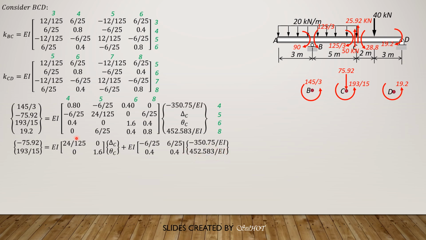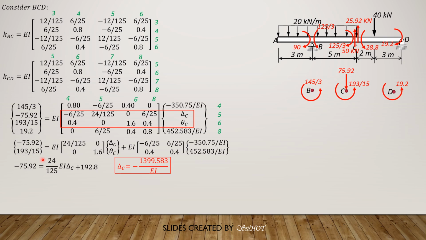The result is transposed to the left, then added to negative 75.92. So negative 75.92 equals 24 over 125 times delta C, then negative 6 over 25 times negative 350.75 plus 6 over 25 times 452.583, which is 192.8. So the only unknown here is delta C, so we can solve delta C equal to negative 1399.583 over EI, just like before.